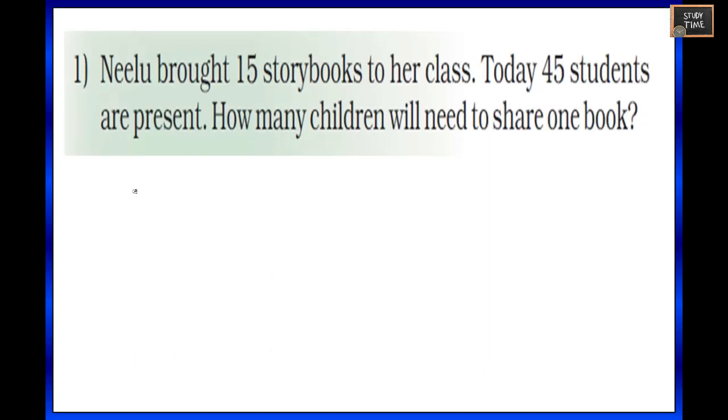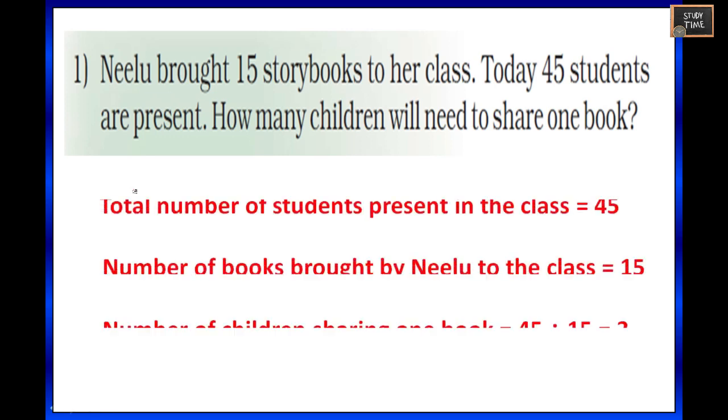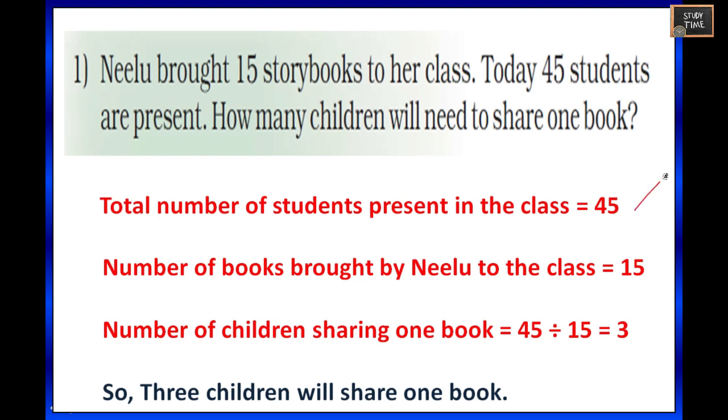Next, we'll see the word problems. Neelu brought 15 storybooks to our class. Today, 45 students are present. How many children will need to share one book? Total number of students is 45. Neelu brought 15 books. So, 45 divided by 15 is 3. So, 3 children will have to share one book so that they all can share 15 storybooks. The answer is 3.